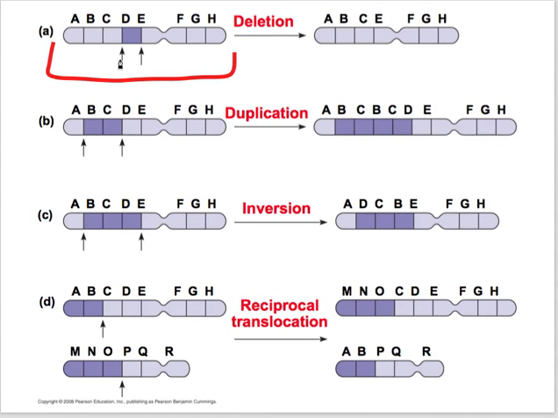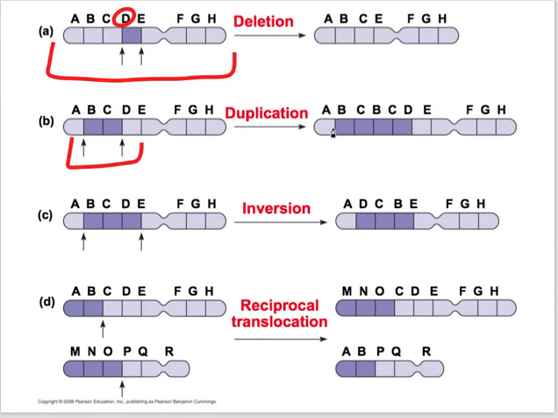Deletions are pretty simple. This region right here, it's gone now. You lost this D region right here. Deletions happen usually in mitosis or meiosis, when sometimes this chromosome is getting pulled away, a little piece will get pulled off in the wrong direction, and that's how you get that.